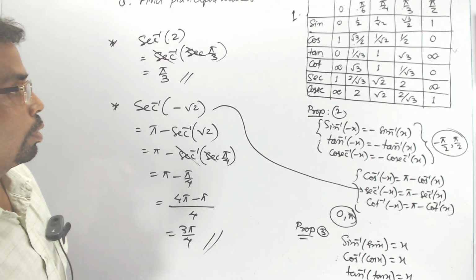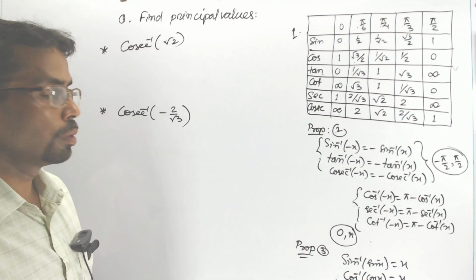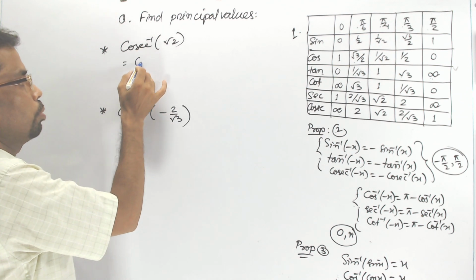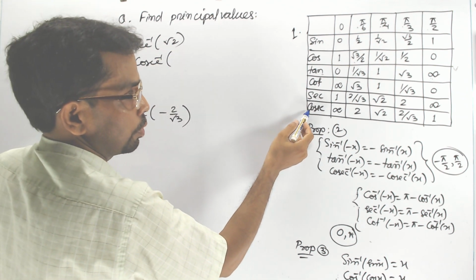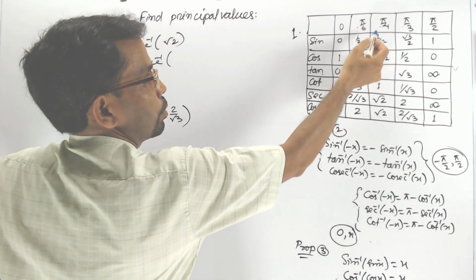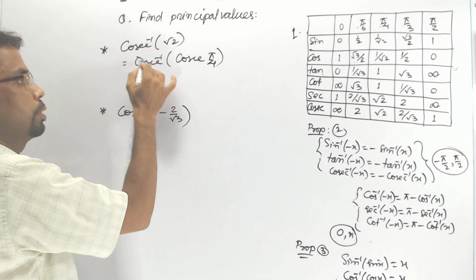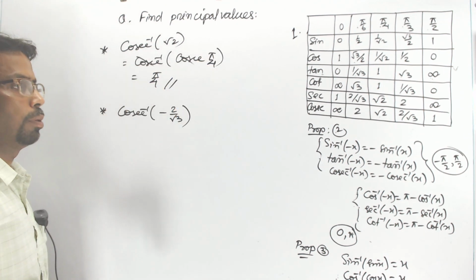Now taking cosec, one positive and one negative. Cosec inverse of positive root 2: for positive we have to see the number root 2 in cosec, which corresponds to pi by 4, so cosec pi by 4. Cosec inverse cosec cancel, and the answer is pi by 4, which is the principal value of the given function.